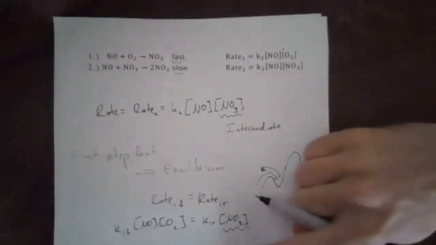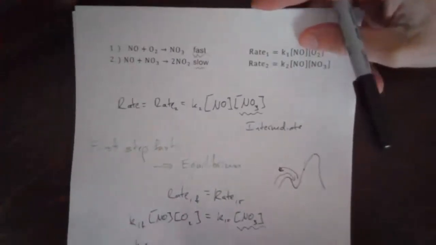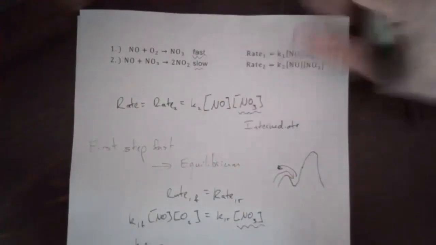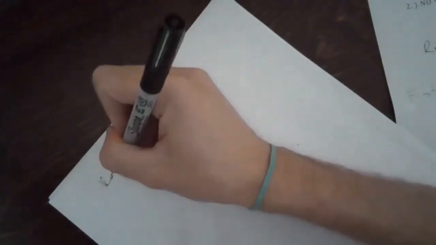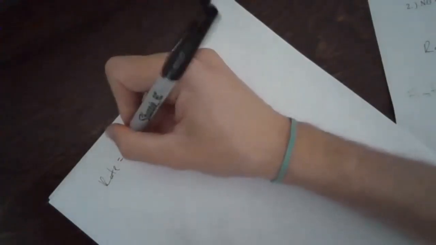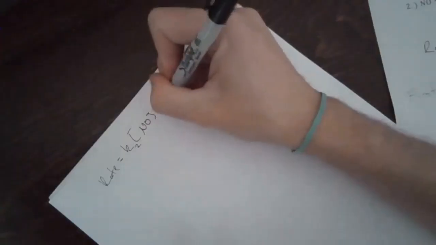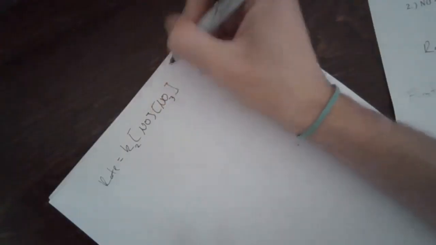So what we've just done is we've gotten an algebraic representation for what the concentration of NO3 will be based off these concentrations. Right? So what we can do is plug that into here. Let's go to the second page now. We had this idea that rate was going to be equal to, we know the second step because the second step is slow, times NO3.